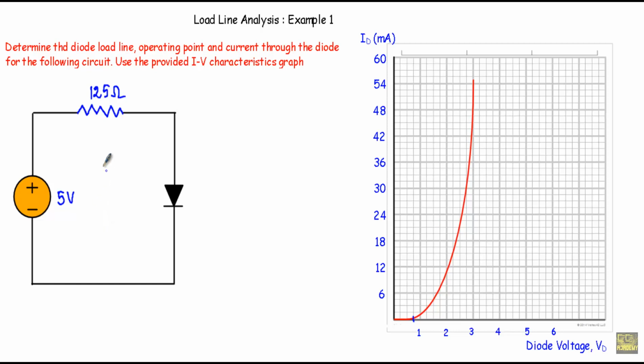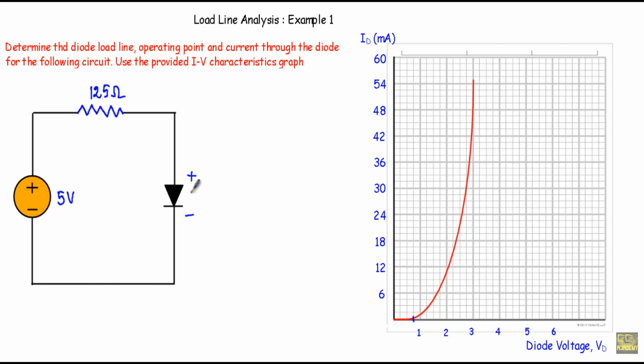Now I will apply KVL in the circuit. Before applying KVL, let me indicate the polarities of the elements. See, this is our diode. Positive terminal of the source is connected with the P side of this diode. So let's say this terminal is positive and this negative terminal is connected here. So this terminal is negative.